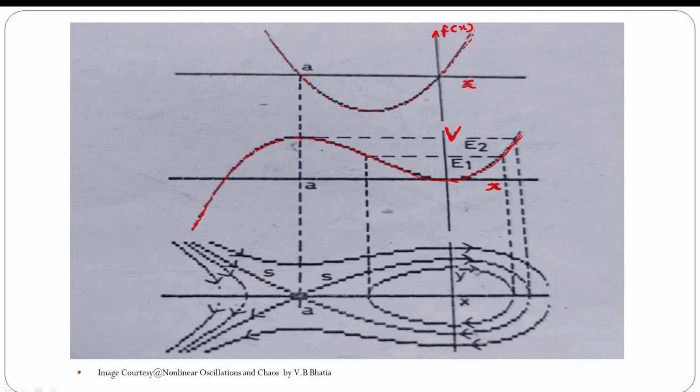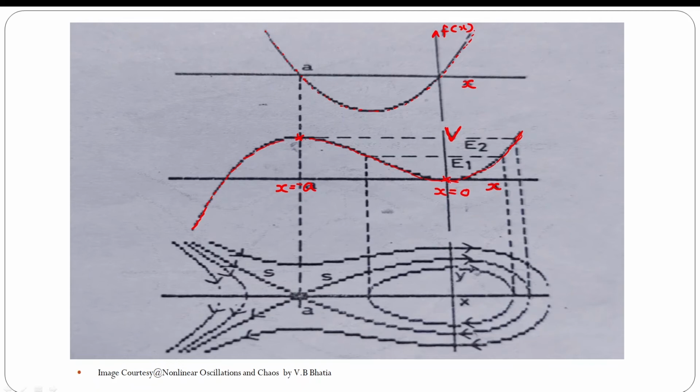This graph is actually the v versus x graph, and you can see two singular points here. This is the first one, at x equal to 0. And this is the second one, at x equal to minus a.